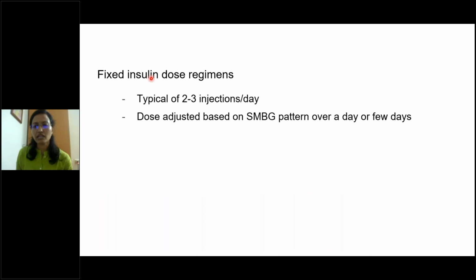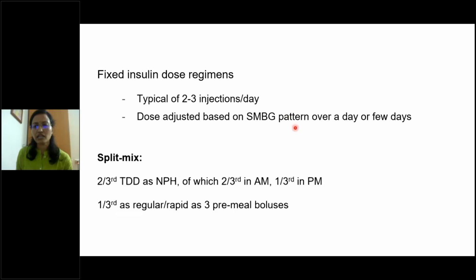If you're using fixed insulin dose regimes, you adjust the dose based on the blood glucose pattern over a day, watching it over a day for few days. So how to do if you're using split mix regime? 2/3 of the total daily dose is used as NPH, of which another 2/3 is used in the morning time and 1/3 is used in the evening time. The remaining 1/3 of the total daily dose is used as regular or rapid acting, divided into pre-meal boluses. So if you are using split mix only 2 doses, you divide it into 2 pre-meal boluses. If it is 3 doses, divide into 3 pre-meal boluses.